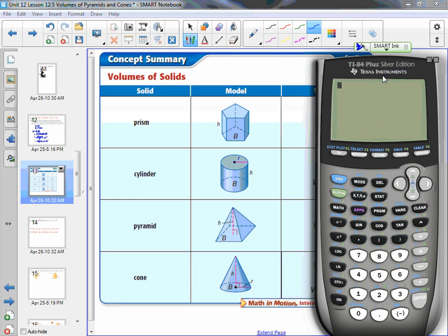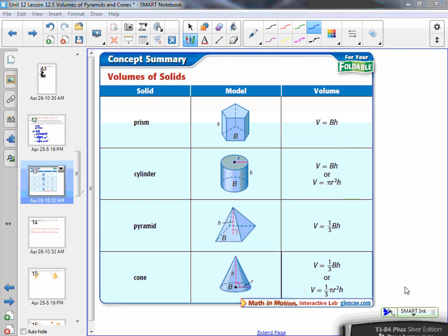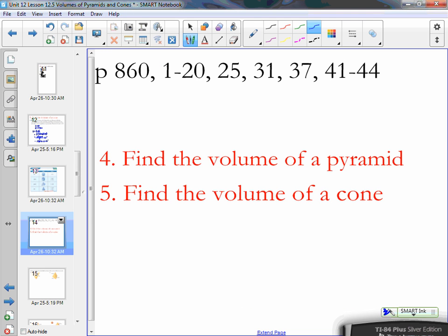All right. As they tend to do after we have several things to remember, they give us a little summary of the volumes of pyramids, cones, cylinders, and prisms. So if you get confused as to which is which, you can look on page 859 and find that. On page 860, do 1 through 20, 25, 31, 37, and 41 through 44.